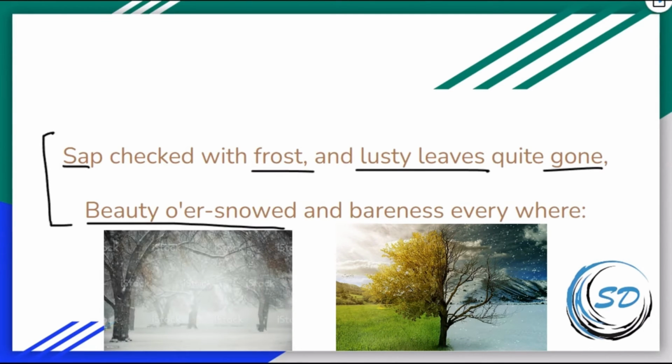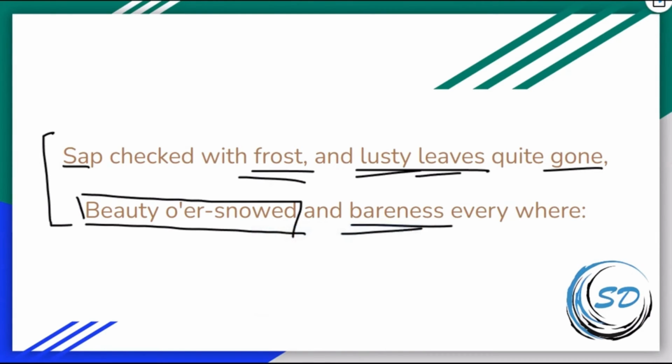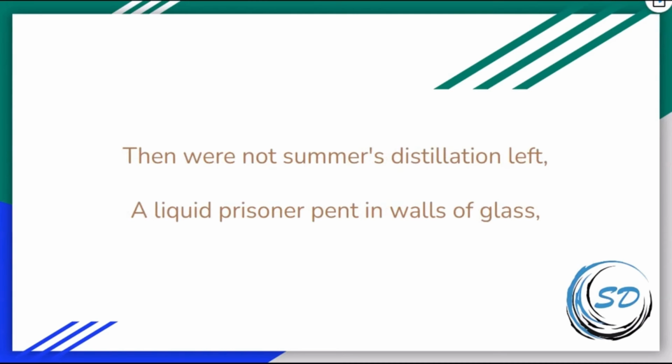In these lines, Shakespeare vividly depicts the harsh impact of time on the natural world. He describes the once vibrant and lush beauty of nature as being hindered by frost, stripped of its vitality, and left barren. The vitality of sap is halted by frost, leaves wither and fall, and beauty is covered in a wintry shroud. This imagery serves as a metaphor for the erosion of physical beauty and the inevitable decay that time inflicts upon all things. Then were not summer's distillation left, a liquid prisoner pent in walls of glass.